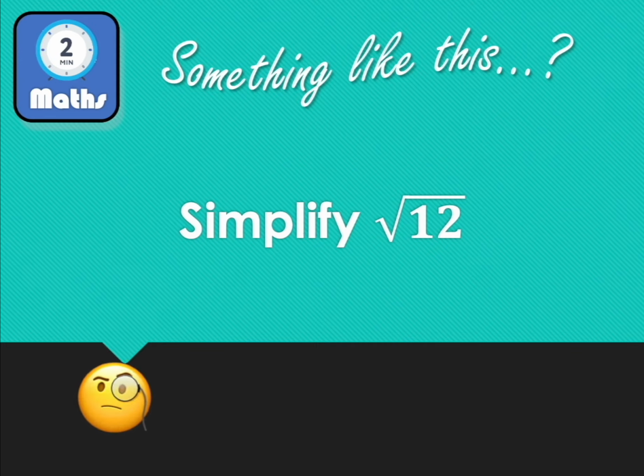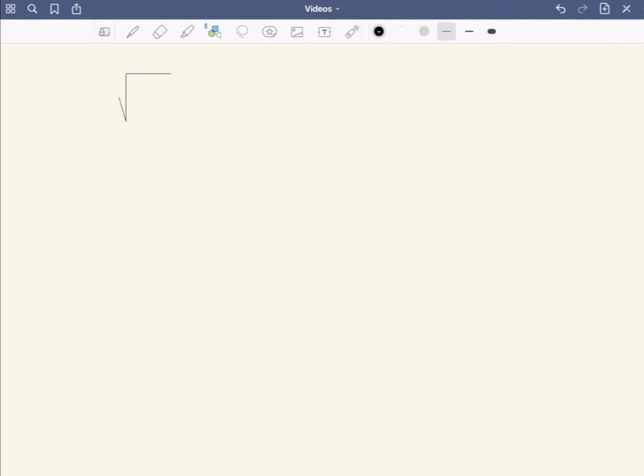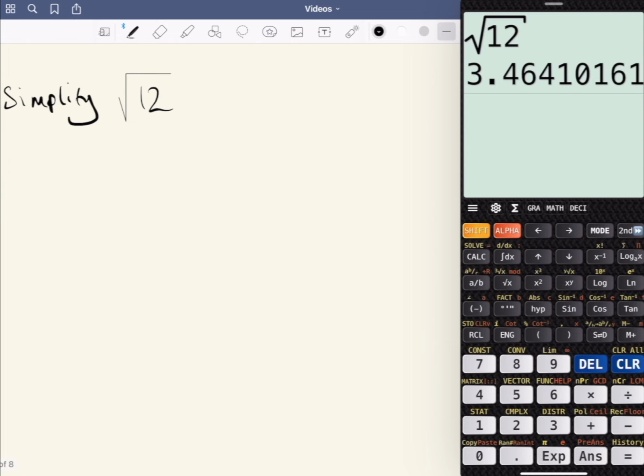So you want to do something like the square root of 12, and you've been asked to simplify the square root of 12. And this comes under the mathematical topic of surds. And of course, we could go straight to the calculator, put in square root 12, and get a decimal answer, a long decimal answer that we don't really want to write. We'd far rather write the square root of 12. The question is, could we simplify square root 12?